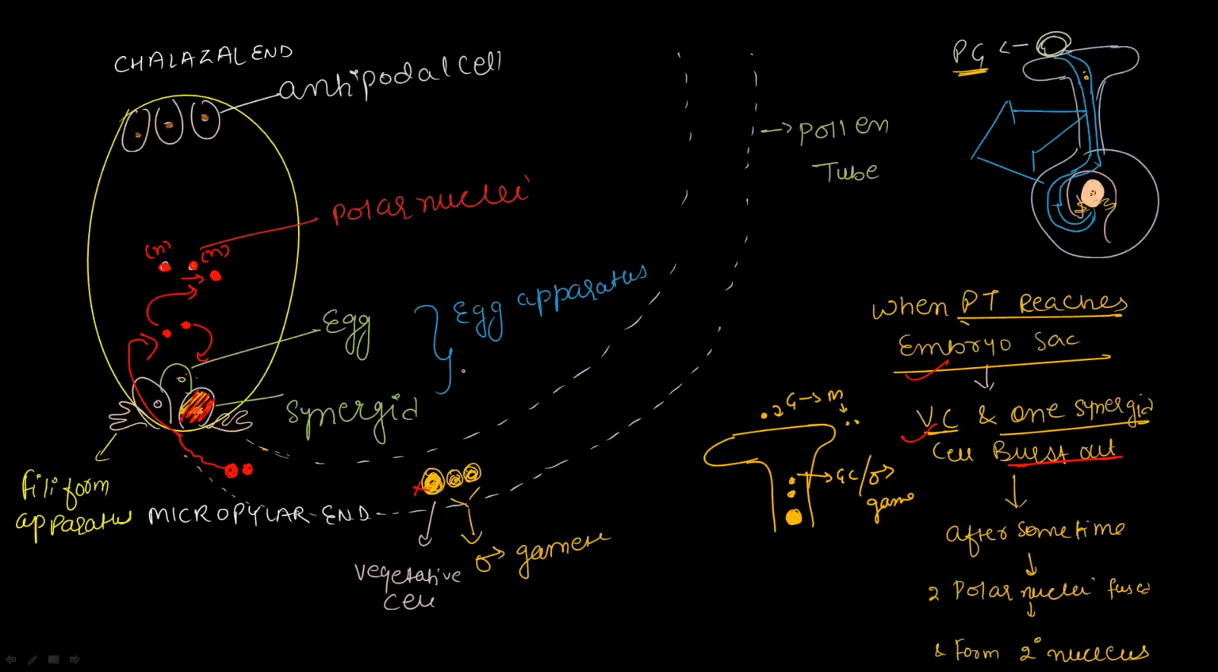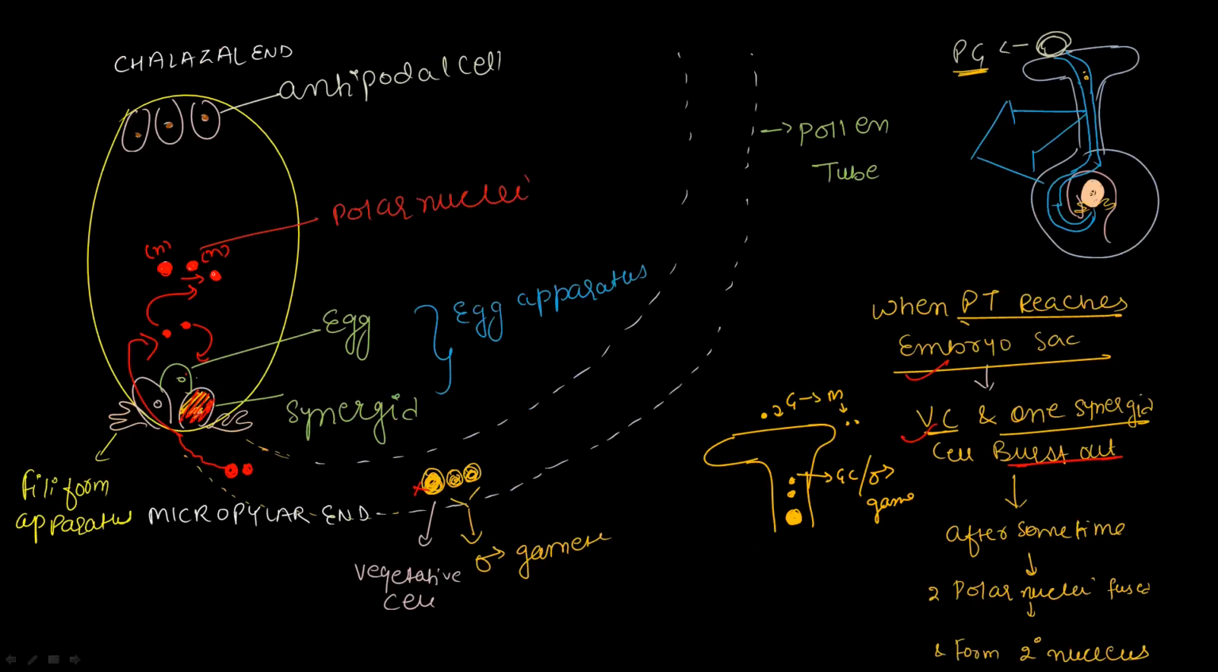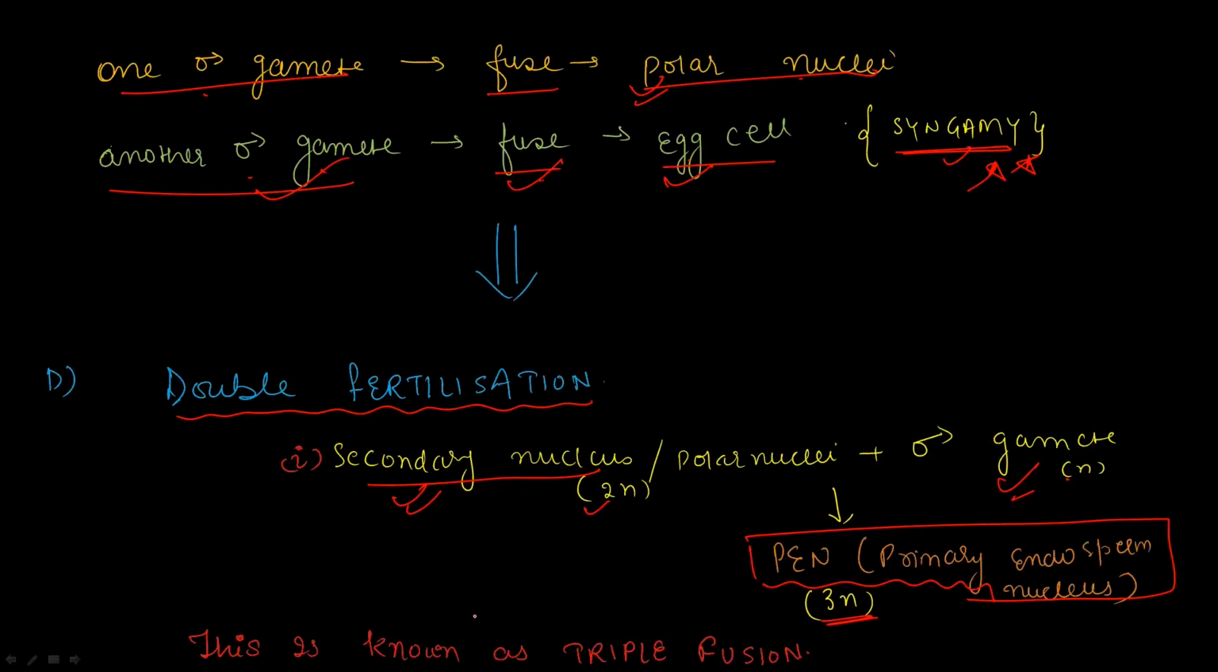So the secondary nucleus, I told you now. Some books say that these two polar nuclei fuse together and form the secondary nucleus. So either this secondary nucleus or the polar nuclei fuse with the male gamete, and this gives you the primary endosperm nucleus, which is a triploid structure. Because this is haploid, this is haploid, and your male gamete is also haploid, so 3N, a triploid structure.